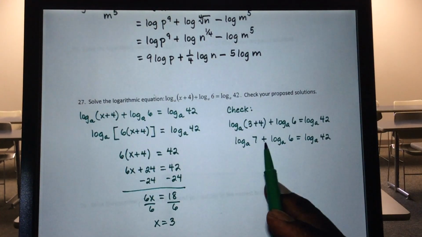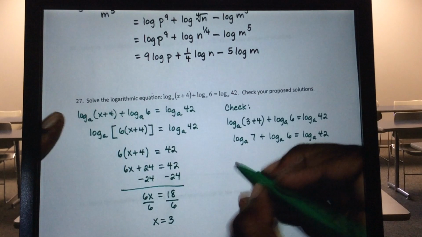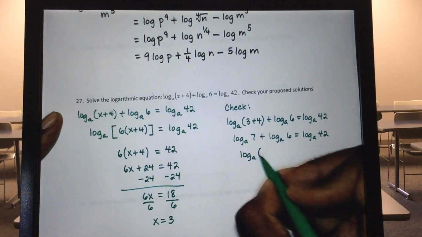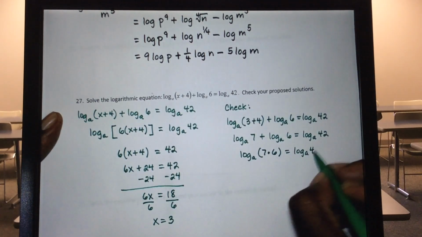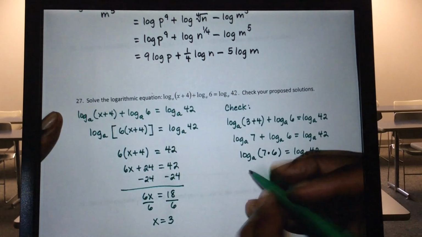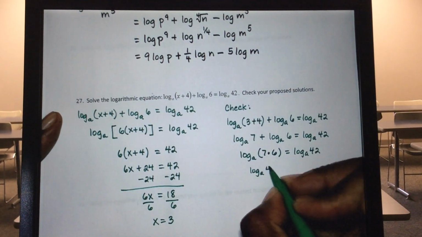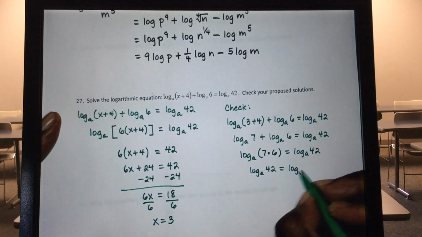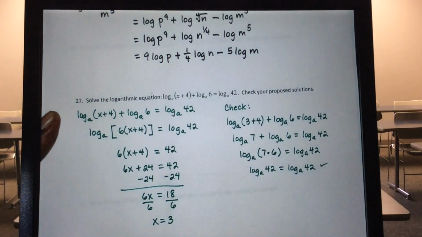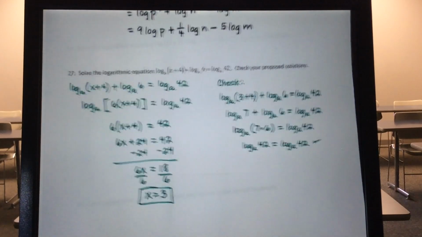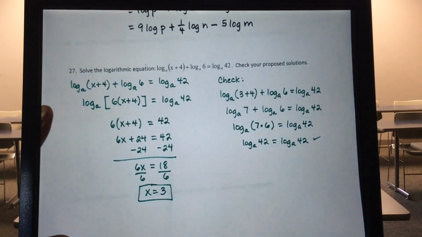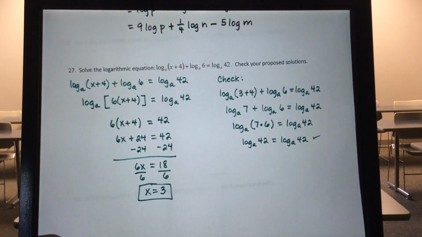Now on the left side, the sum of their individual logarithms condenses as a log of the product. So this will be log to the base a of 7 times 6, equaling to log to the base a of 42. And if I multiply the 7 times 6, I'm going to get log to the base a of 42. And that's exactly the same as log to the base a of 42. So that checks. So here x equal 3 is the solution to that logarithmic equation. Okay? So that's problem number 27, where we're using the one-to-one property.